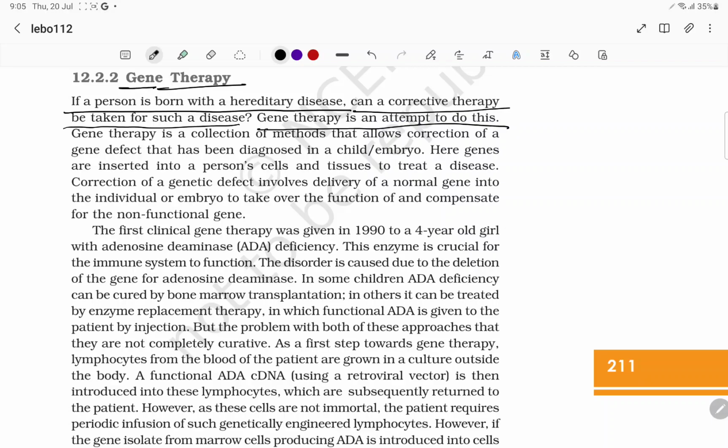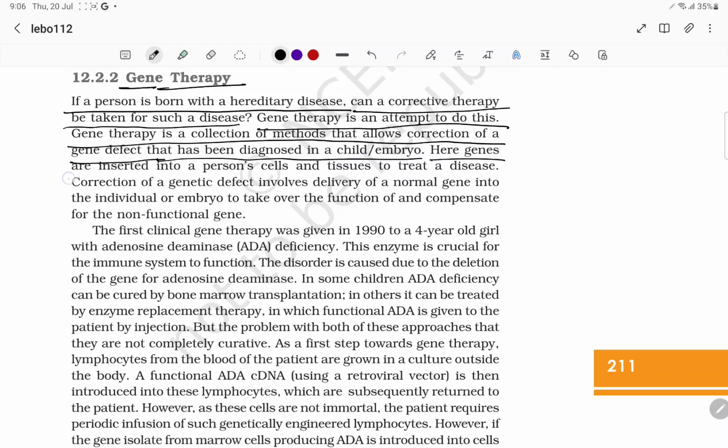Why can't we insert, in the place of the abnormal gene, a normal gene? So gene therapy is the collection of methods that allows the correction of gene defects. So if a gene is defective, why can't we correct it? That has been diagnosed in a child and embryo.